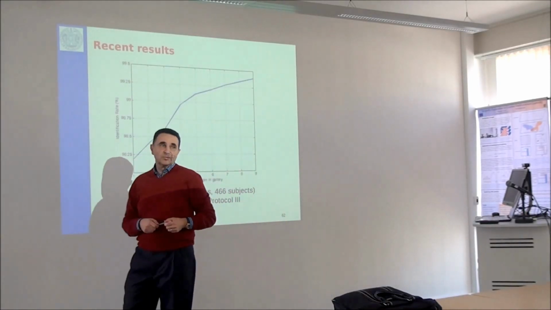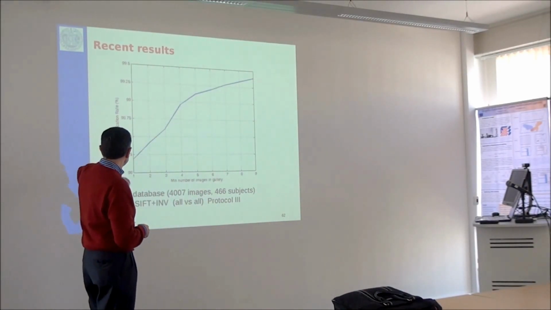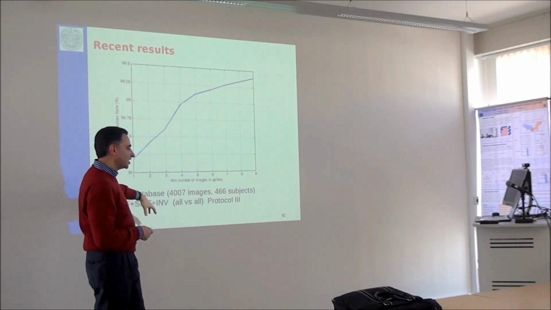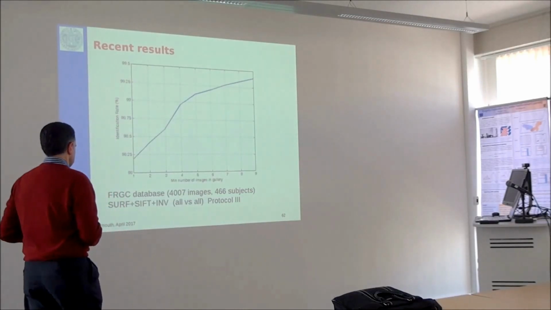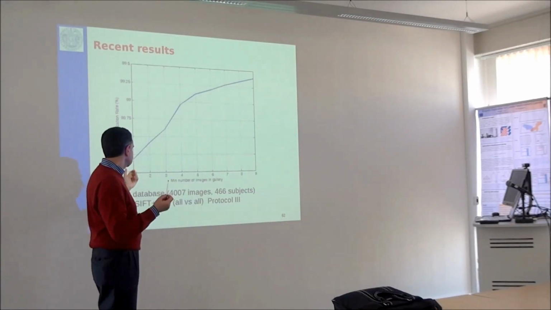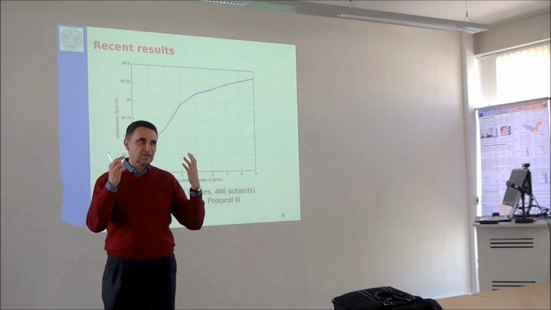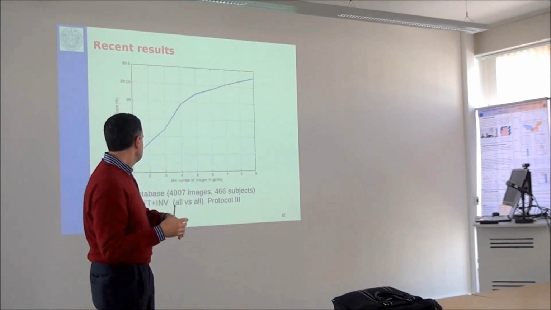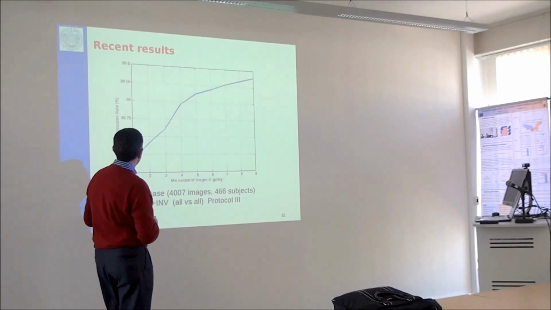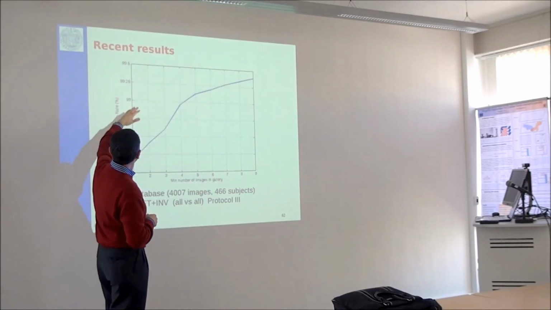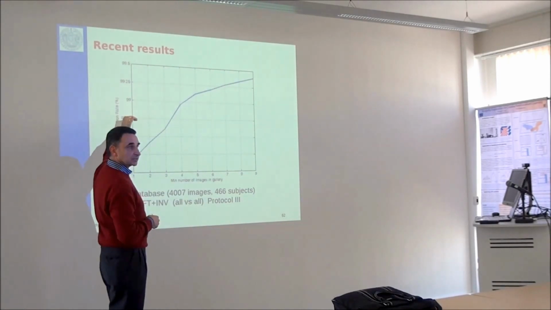And the results are very good. At this moment, if you apply this kind of approach, you get, on the FRGC database, which is the one we use for almost all our experiments, and considering the all-versus-all protocol, that is a test in which you match each person, each face, with all the other faces, results that you see reach easily 98, 99%.